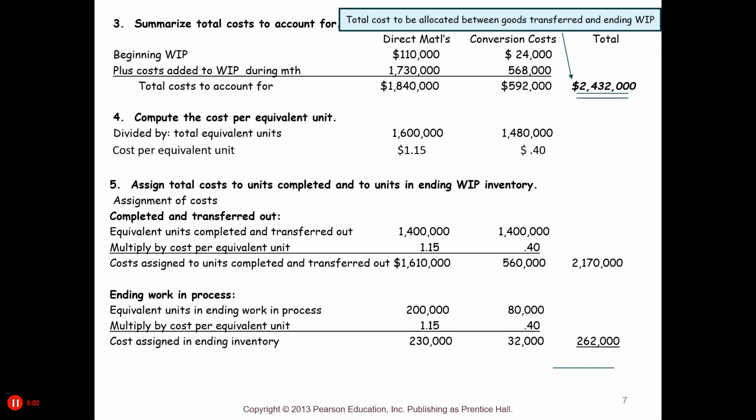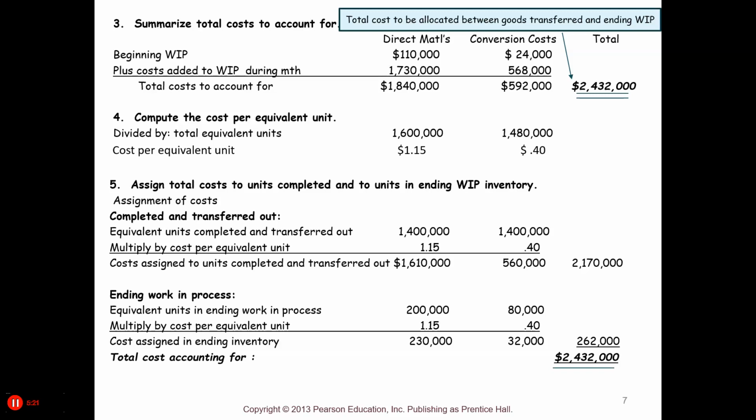Ending work in process. We're going to take that times the 200 and the 80. This is usually where people mess up. They forget that they have to use the partial units. And now that's the cost assigned. Now this is a good check because we know that that has to equal 2,432,000, which it does.